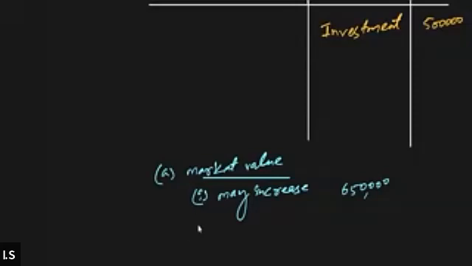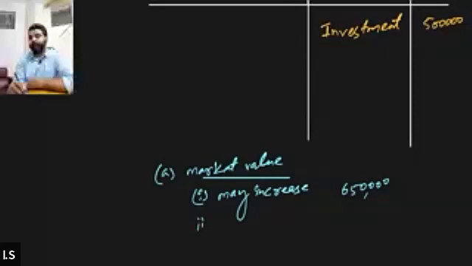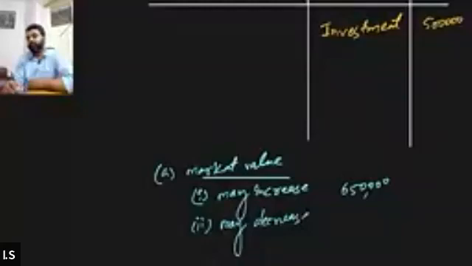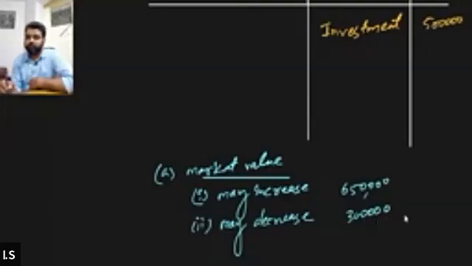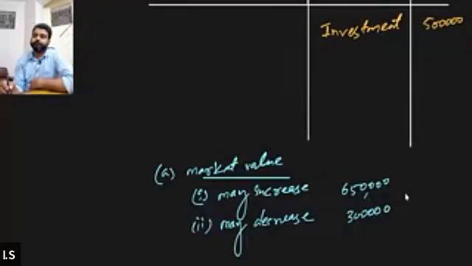But what if the market value of the investment declines? Let's suppose the value of the investment may also decrease. So if it decreases, let's suppose the value of the investment goes down to 3 lakh. All right, so this means there is going to be a loss of how much? There is going to be a loss of, tell me how much? Of 2 lakh. Is that correct? Guys, please tell me if I'm making sense or not, if it is clear or not.